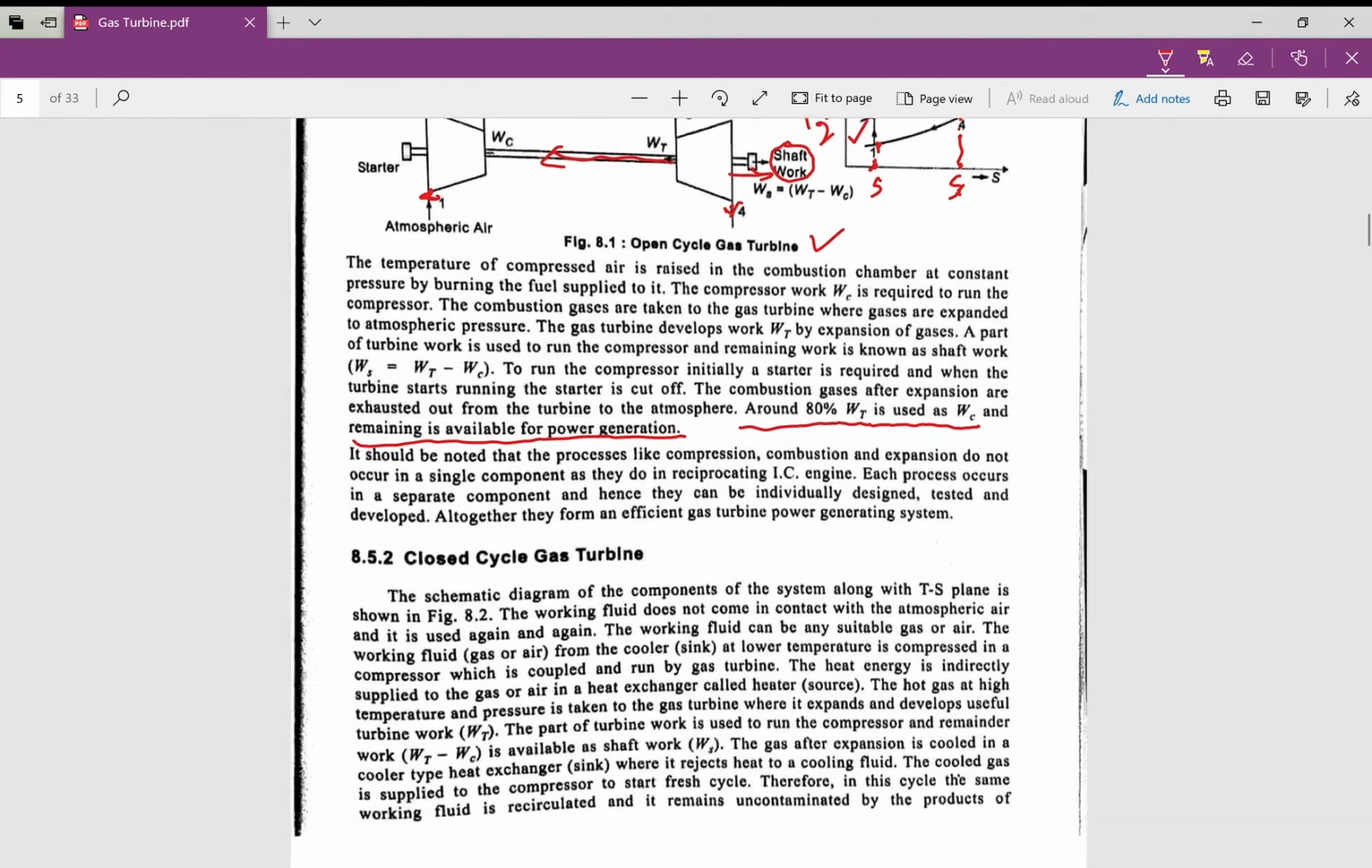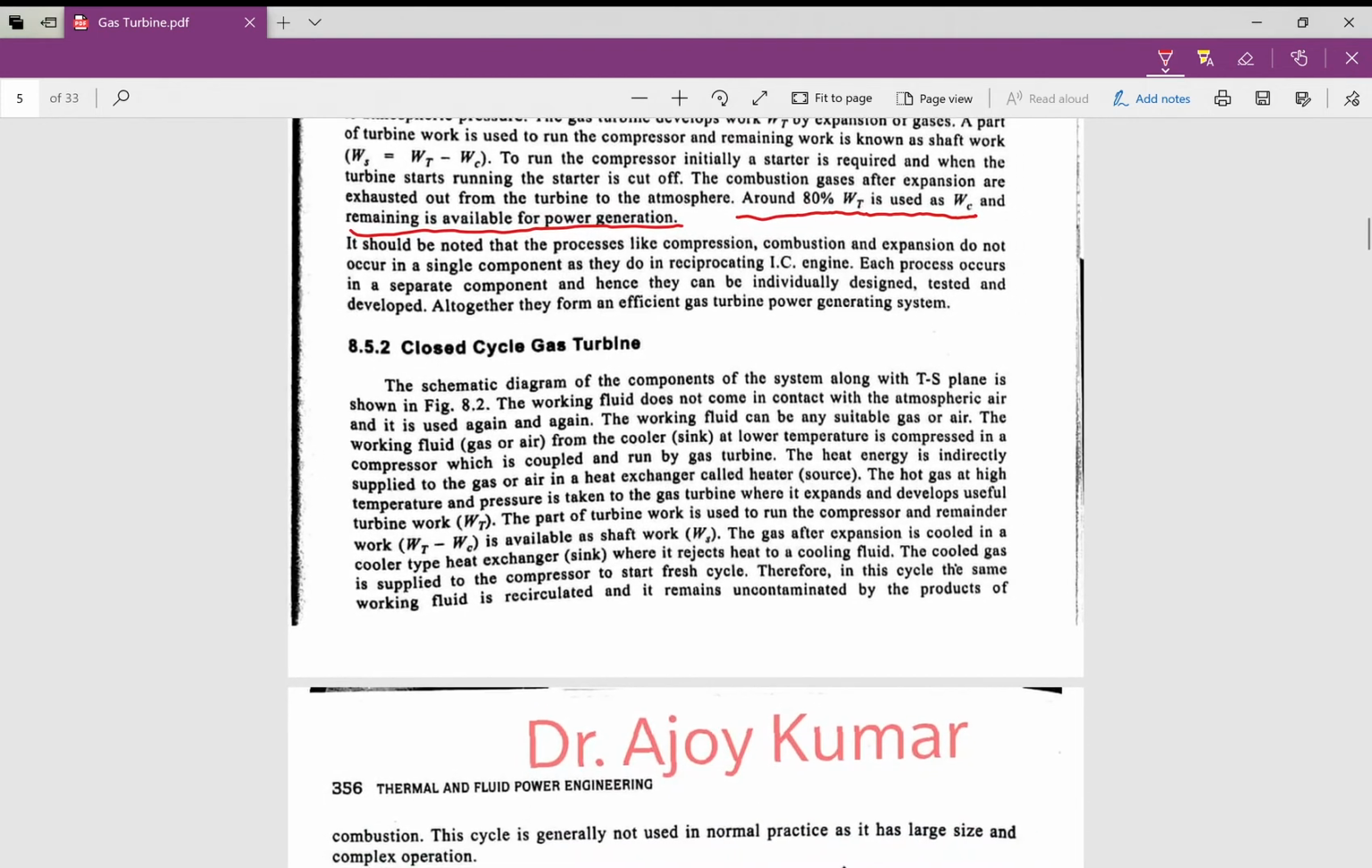Right now, students, again clearly mentioned over here, it should be noted that processes like compression, combustion, expansion do not occur in a single component as they do in a reciprocating IC engine. All these processes occur in the gas turbine separately, whereas in a reciprocating engine all take place together in the same cylinder-piston arrangement.